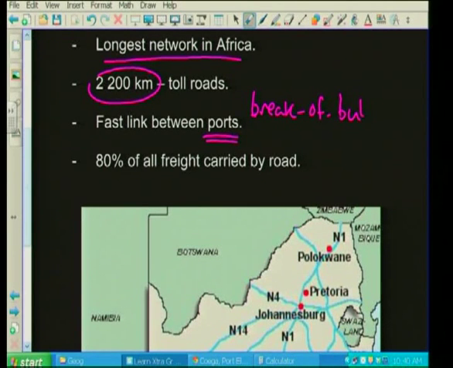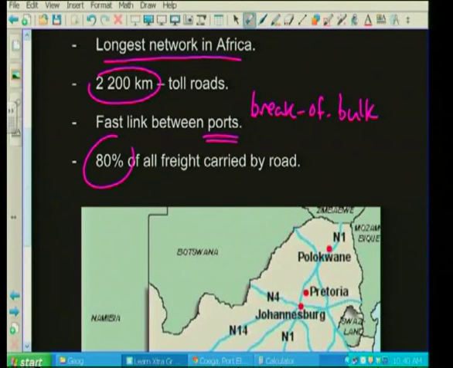Break of bulk, where we change from one means of transport onto another as we move our goods or different finished products that we are exporting or importing, is called a break of bulk, which is things like ports, railway lines, those sorts of things. 80% of all the freight in South Africa is carried by road.